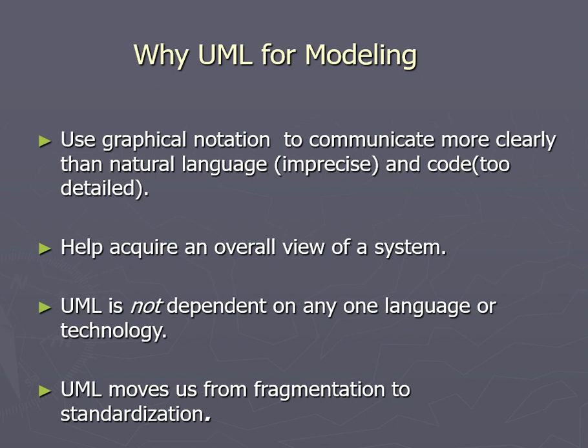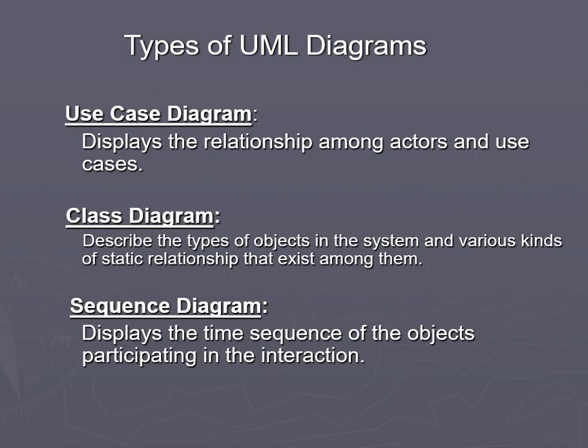And the next is the types of UML diagrams. UML diagrams are graphical representations of parts of a UML model. UML diagrams contain graphical elements that represent elements in the UML model. UML has several different types of diagrams that can be used to describe a model from different points of view.